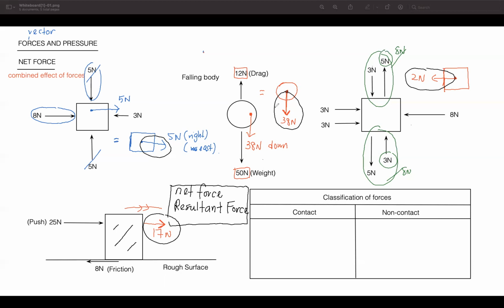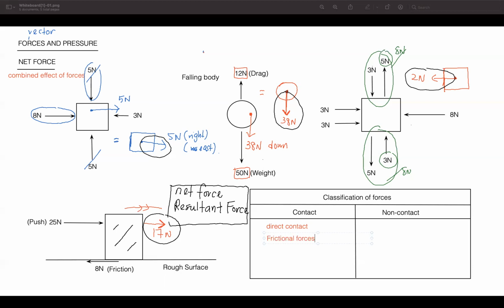How many types of forces are there? Okay, there are 2 main classifications: contact forces and non-contact forces. Contact forces require direct contact, as the name suggests, right? Direct contact. So 2 bodies, they are in direct contact. Non-contact means no contact. Examples of contact forces: friction.